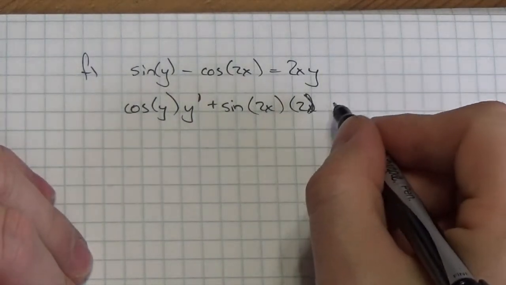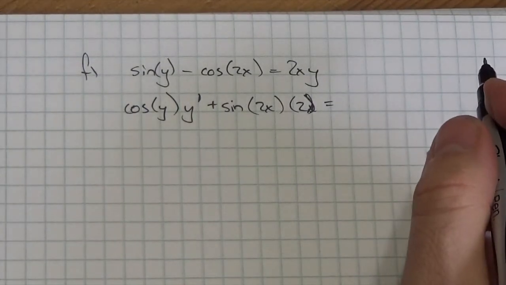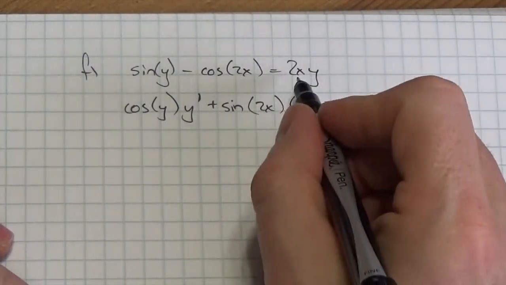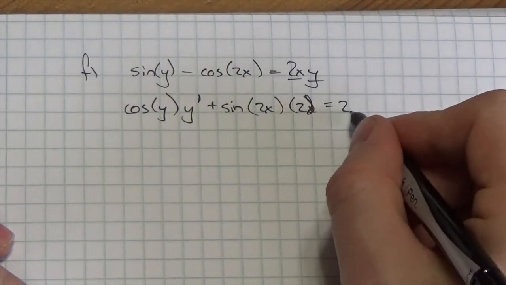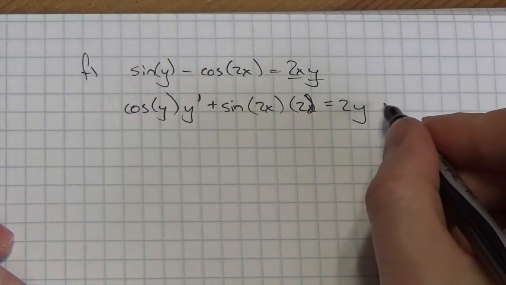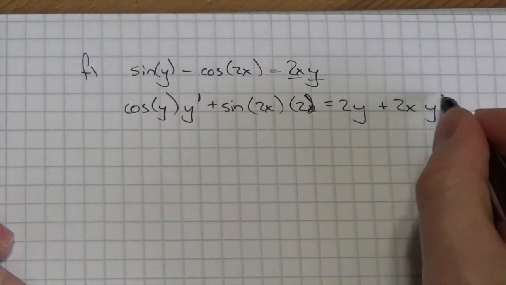It's just 2. Will equal, now over here, I'm going to apply the product rule. I'll treat 2x as one function, y as the other function, so the derivative of 2x is just going to be 2 multiplied by y, plus 2x multiplied by the derivative of y, which will give us y prime.